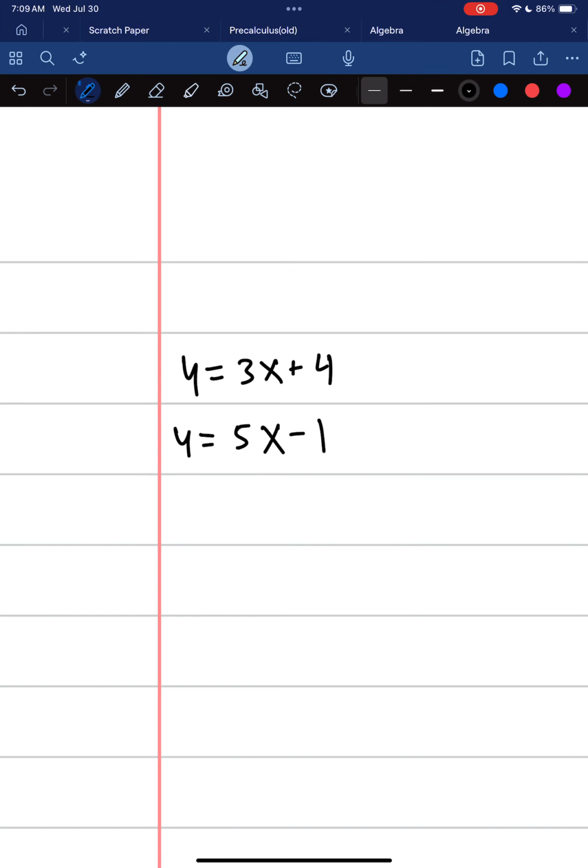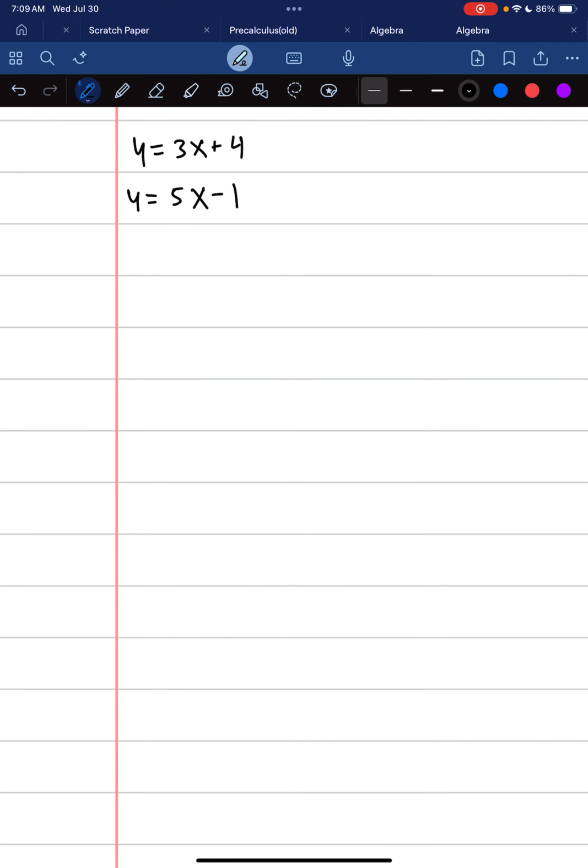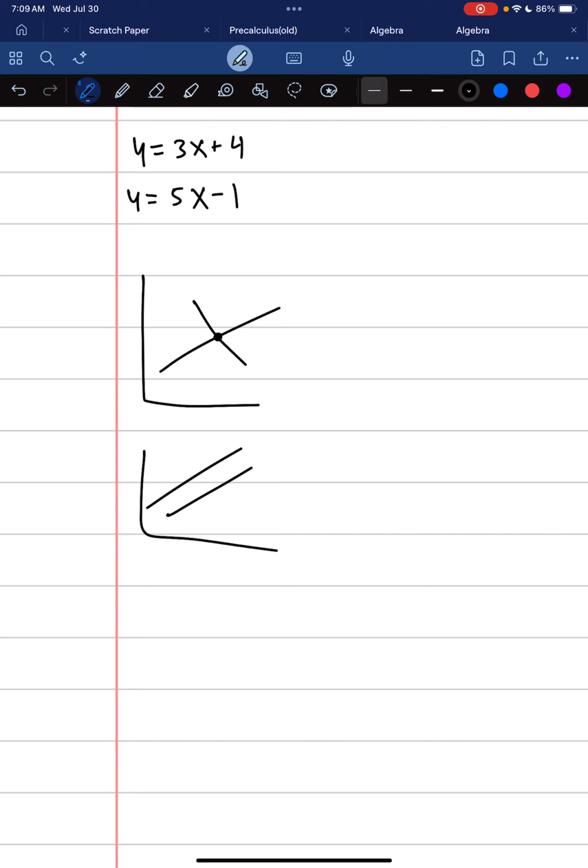So those are the different cases that we can have. Our system could have one solution, which is like this, could have no solutions, which is when they're parallel, like that, or it could have infinitely many solutions. That's generally the case with systems of equations.